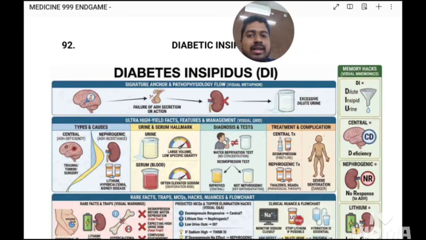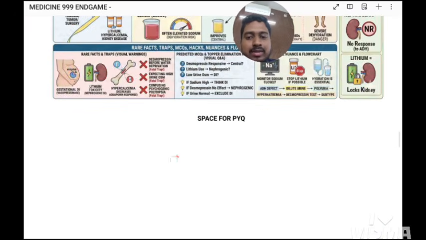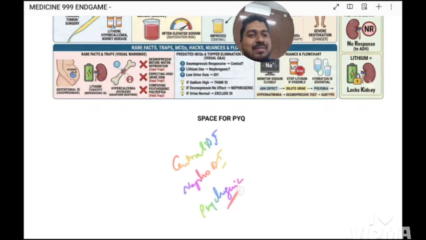So basically, there are three types of diabetes insipidus: central diabetes insipidus, nephrogenic diabetes insipidus, and third, psychogenic diabetes insipidus. Psychogenic means the patient drinks more water and hence has more urine formation. Okay, so that is known as psychogenic. Now, how to differentiate whether it is psychogenic or not is you stop giving water to the patient. That is known as the water deprivation test.